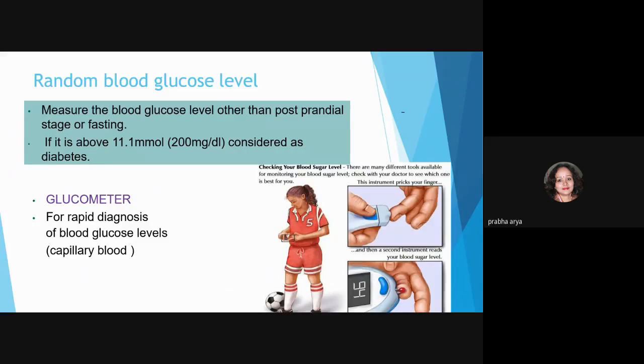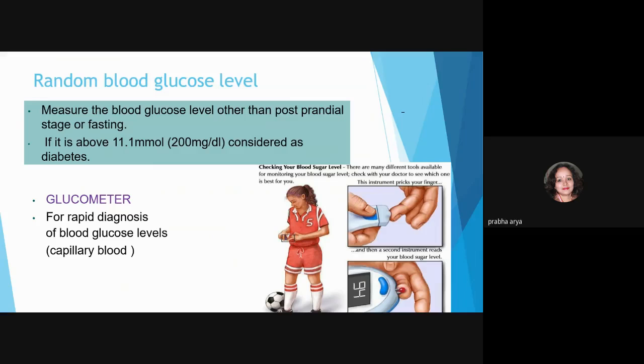First is the random blood glucose level, which measures the blood glucose level other than in the postprandial stage or fasting. So it can be done any time of the day. And if it is above 11.1 millimole, which is 200 milligram per deciliter, it is considered diabetic.